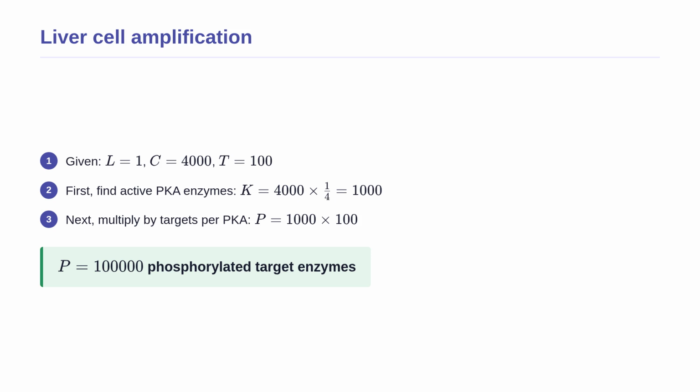First, we determine how many PKA enzymes are activated. We take the 4,000 cyclic AMP molecules and multiply by 1/4, giving us 1,000 active PKA enzymes. Next, we take those 1,000 active enzymes and multiply them by the 100 targets each can phosphorylate. The final answer is 100,000 phosphorylated target enzymes. A single external molecule resulted in 100,000 activated enzymes inside, providing a massive biological response.